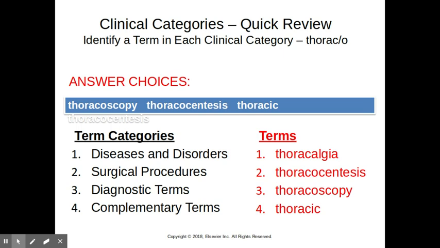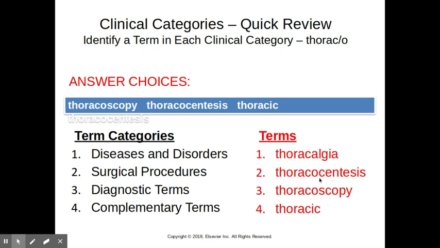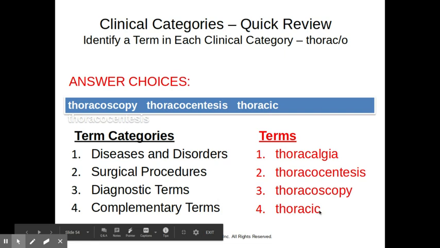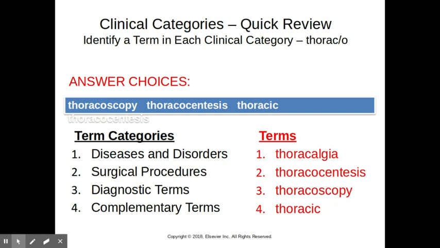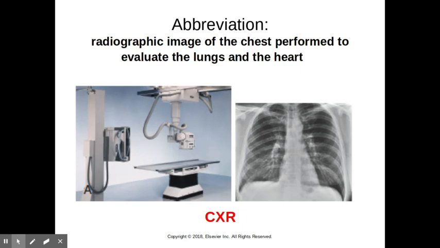You have term categories: diseases and disorders. You have thoracalgia, which is pain in the thorax or chest area. Surgical procedures: thoracentesis, to aspirate fluid from the chest cavity. Diagnostic terms: thoracoscopy, the process of visual examination of the chest. Complementary terms: thoracic is pertaining to the thorax. Radiographic image of the chest performed to evaluate the lungs. That's CXR, chest X-ray.